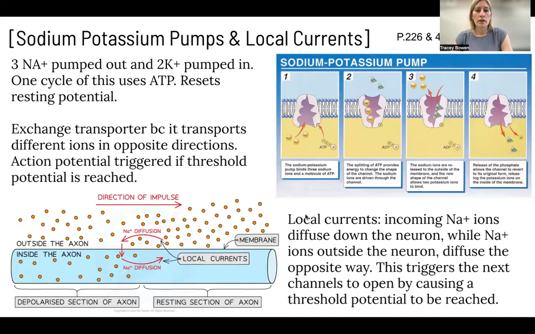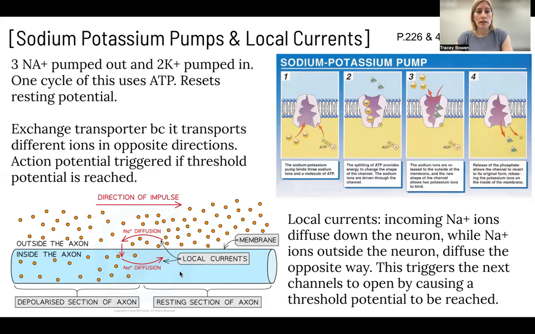So when we are looking at the process of transmitting a signal down a neuron, the axon is quite long. And so we need to get the sodium channels opening along the stretch of the neuron, of the axon. And so this is called local currents. And what ends up happening is the sodium ions first come in, sodium channels are open, and they're going to start diffusing down the axon. And as they diffuse down the axon, they trigger a threshold potential.